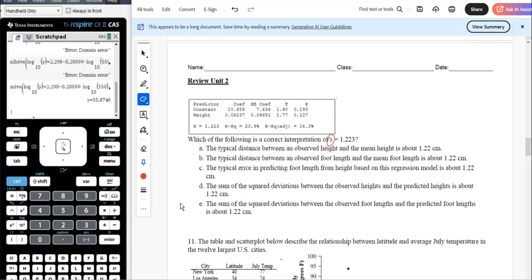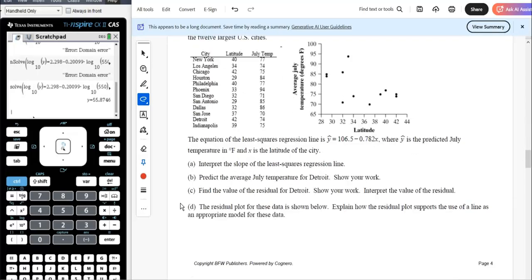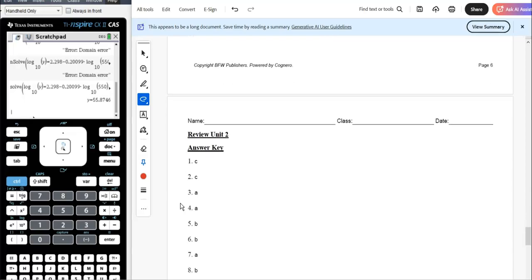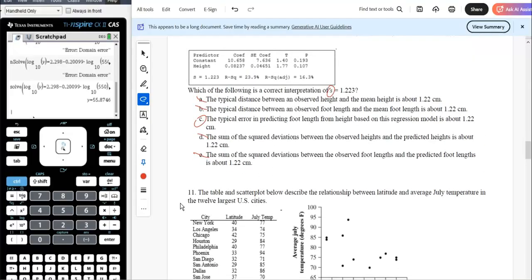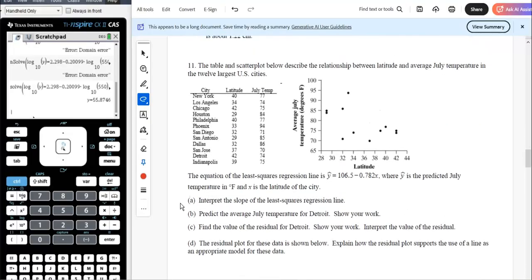Distance between observed height and the mean height? No, I don't think that's it. Distance between observed foot length and the mean foot length? Not the mean, no, the predicted. Typical error predicting a foot length from height. Sum of the squared deviations, no. I guess it's C. Let's check that one. 10 is C. Yeah, that's the best one. I don't love the wording, but it's the best we got.